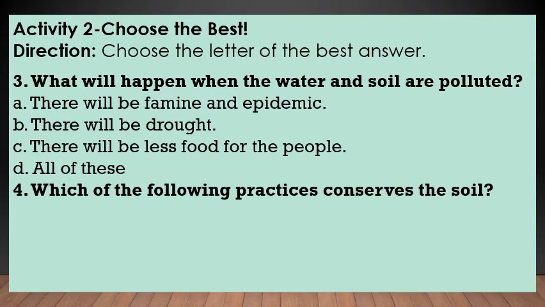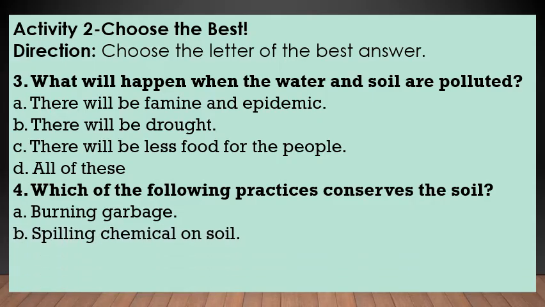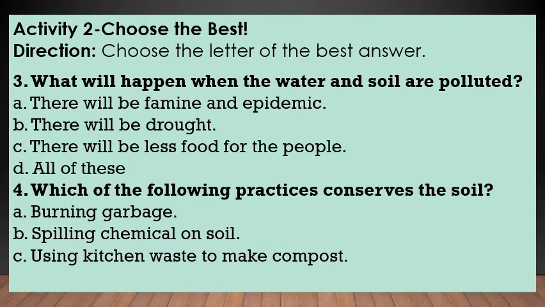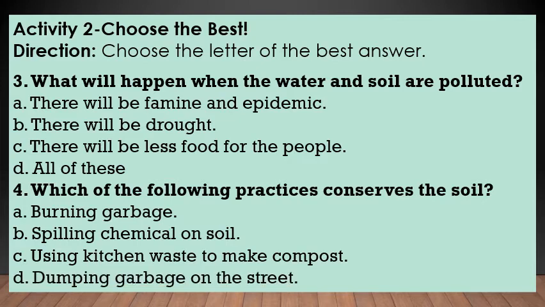Number 4. Which of the following practices conserves the soil? A. Burning garbage. B. Spilling chemical on soil. C. Using kitchen waste to make compost. And D. Dumping garbage on the street.